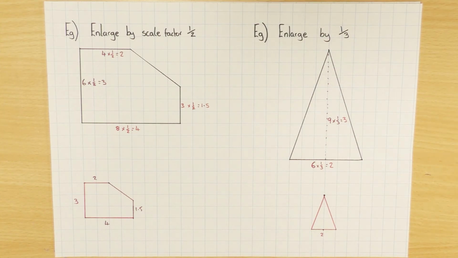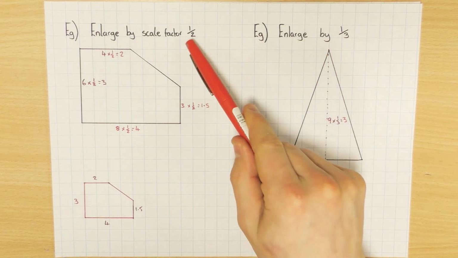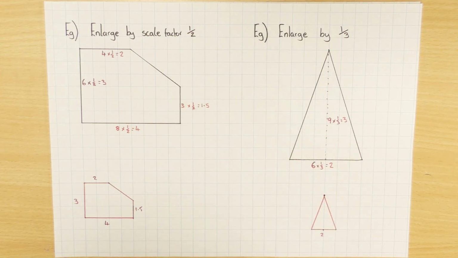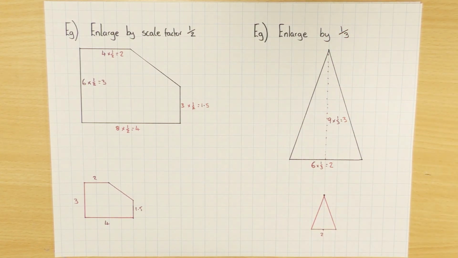So that's just a very quick tutorial on how to do enlargement without a point, both with whole numbers and with fractions. So just remember with these fractions, when the scale factor is a fraction, if it's a half, it's the same as dividing by 2, and if it's a third, it's the same as dividing by 3, but essentially it is getting smaller, not bigger.